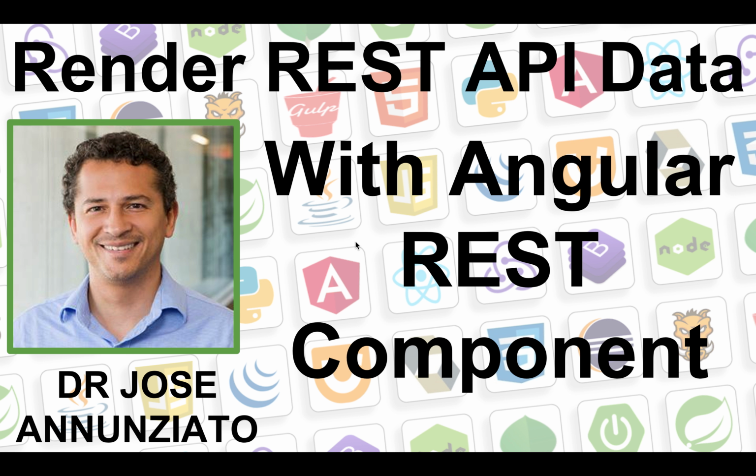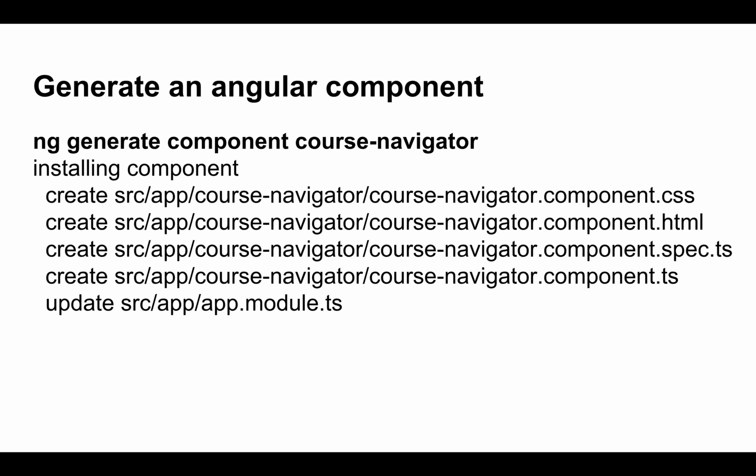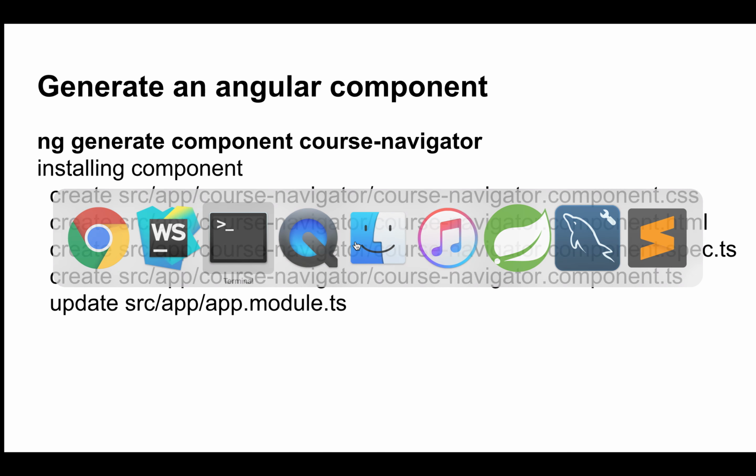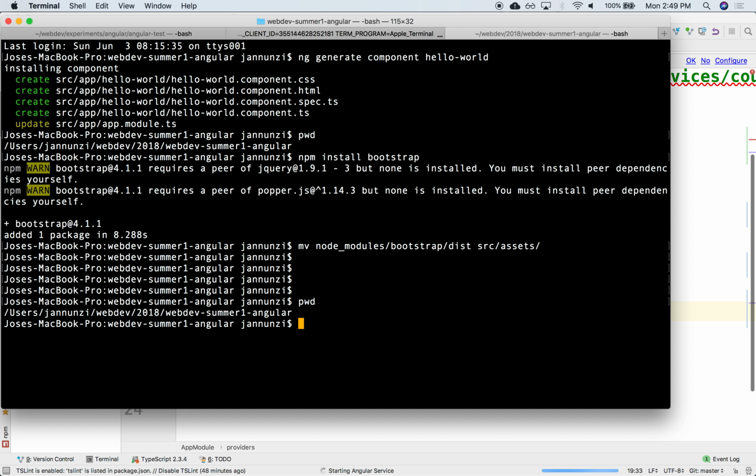In this particular case, we're going to use a component that's going to use this service to go and fetch data and then render it in a view. So let's create a component that can consume this RESTful data. We'll call it the course navigator. That's an appropriate name. At the command line, we're in the right place, we can say ng generate component called course navigator.